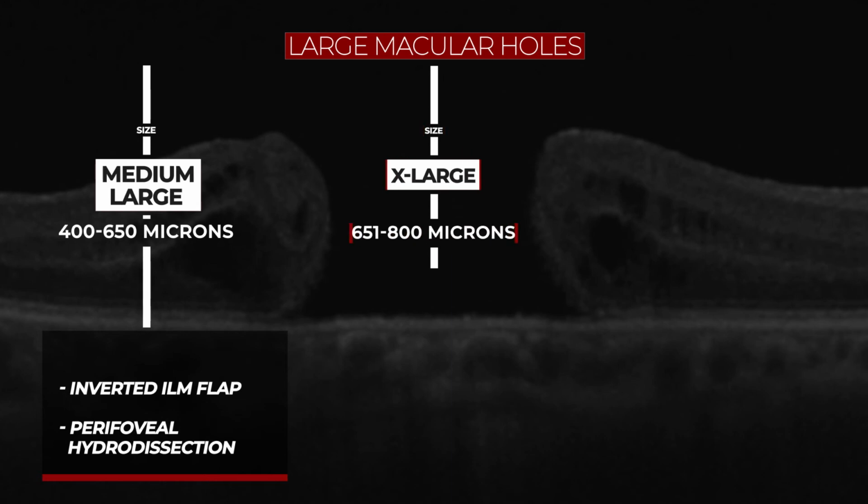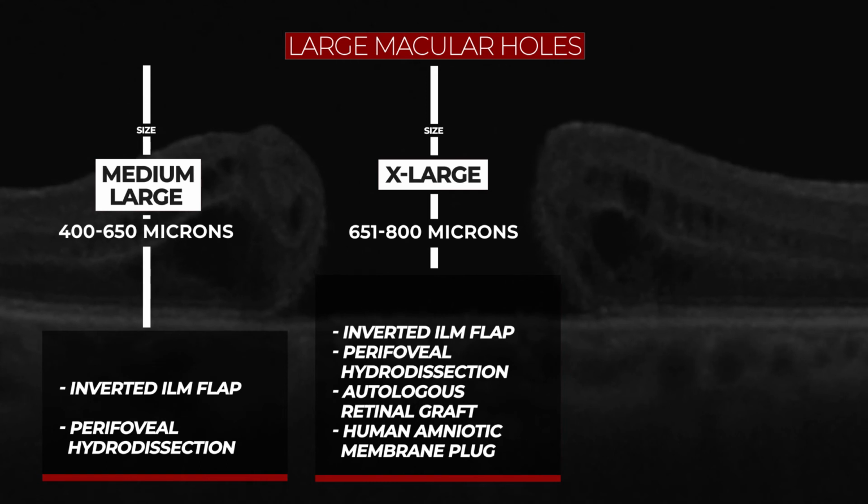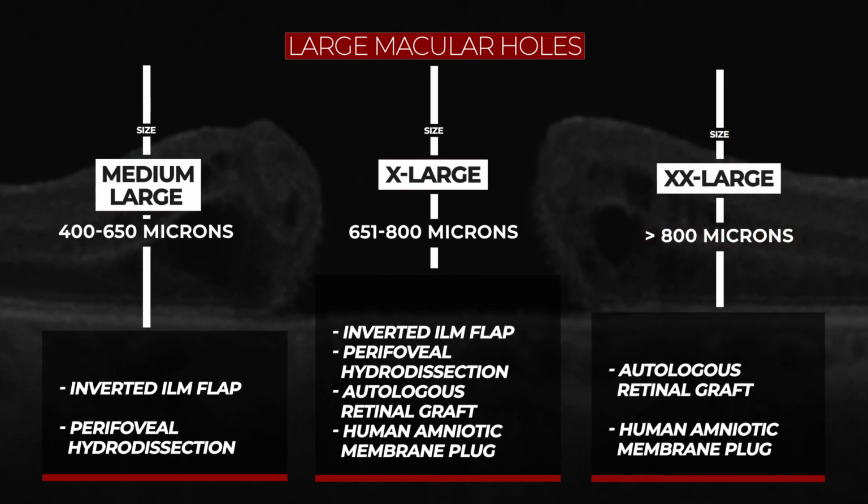For holes with a diameter of 651 to 800 microns, in addition to the previously mentioned techniques, autologous retinal grafts and human amniotic membrane plugs should be considered. For very large holes with diameters exceeding 800 microns, autologous retinal grafts and human amniotic membrane plugs can be contemplated early on.